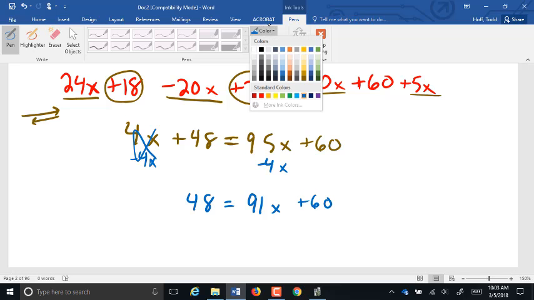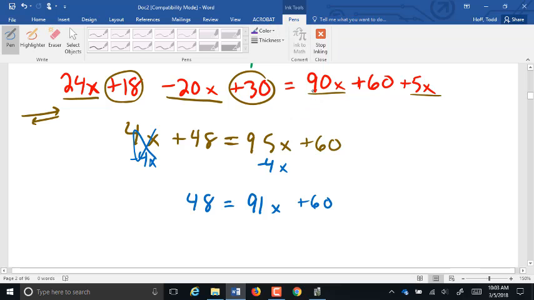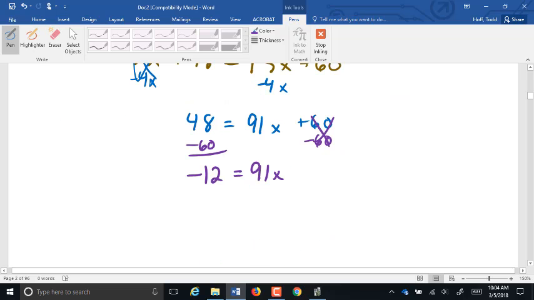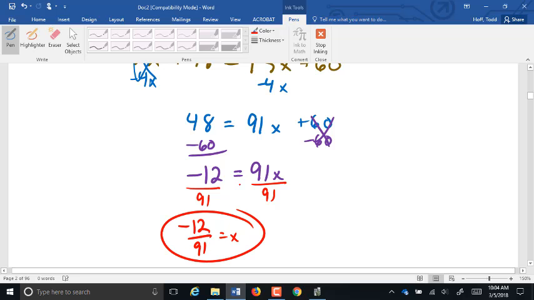And then we subtract 60. 48 minus 60 is negative 12 equals 91x. And we divide by 91. X equals negative 12 over 91. That's about all we can do with that.